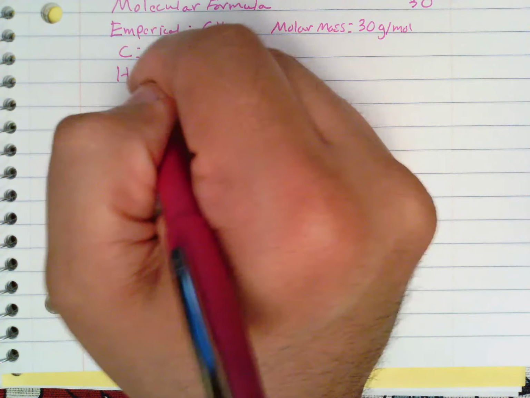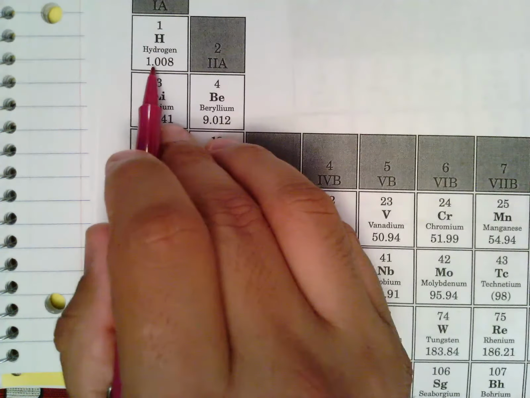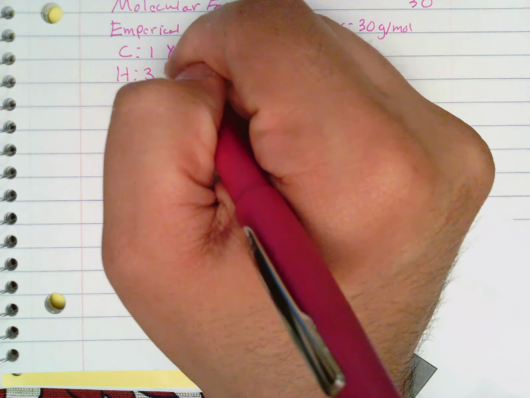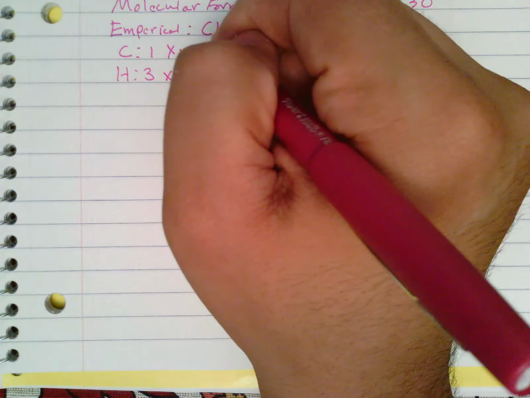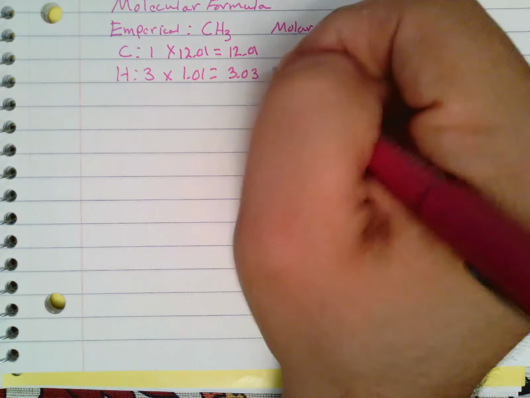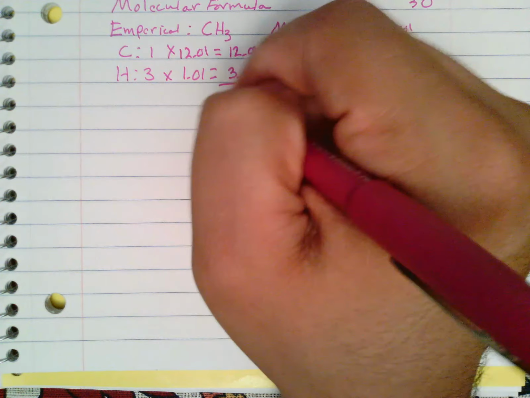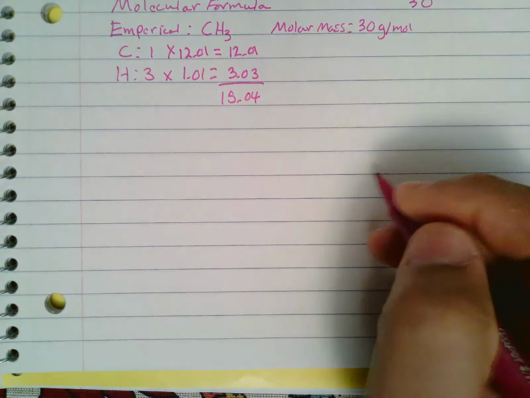So we need to write down how many we have. So we have carbon and hydrogen. And we have here 1 carbon and 3 hydrogens. And we write down using the periodic table our elements. So hydrogen is 1.008, which rounds to 1.01. And our carbon is on this side. One is 12.01. So when you end up multiplying all these, you get 12.01 for carbon and 3.03 for hydrogen. Add those up, you get 15.04. Okay.